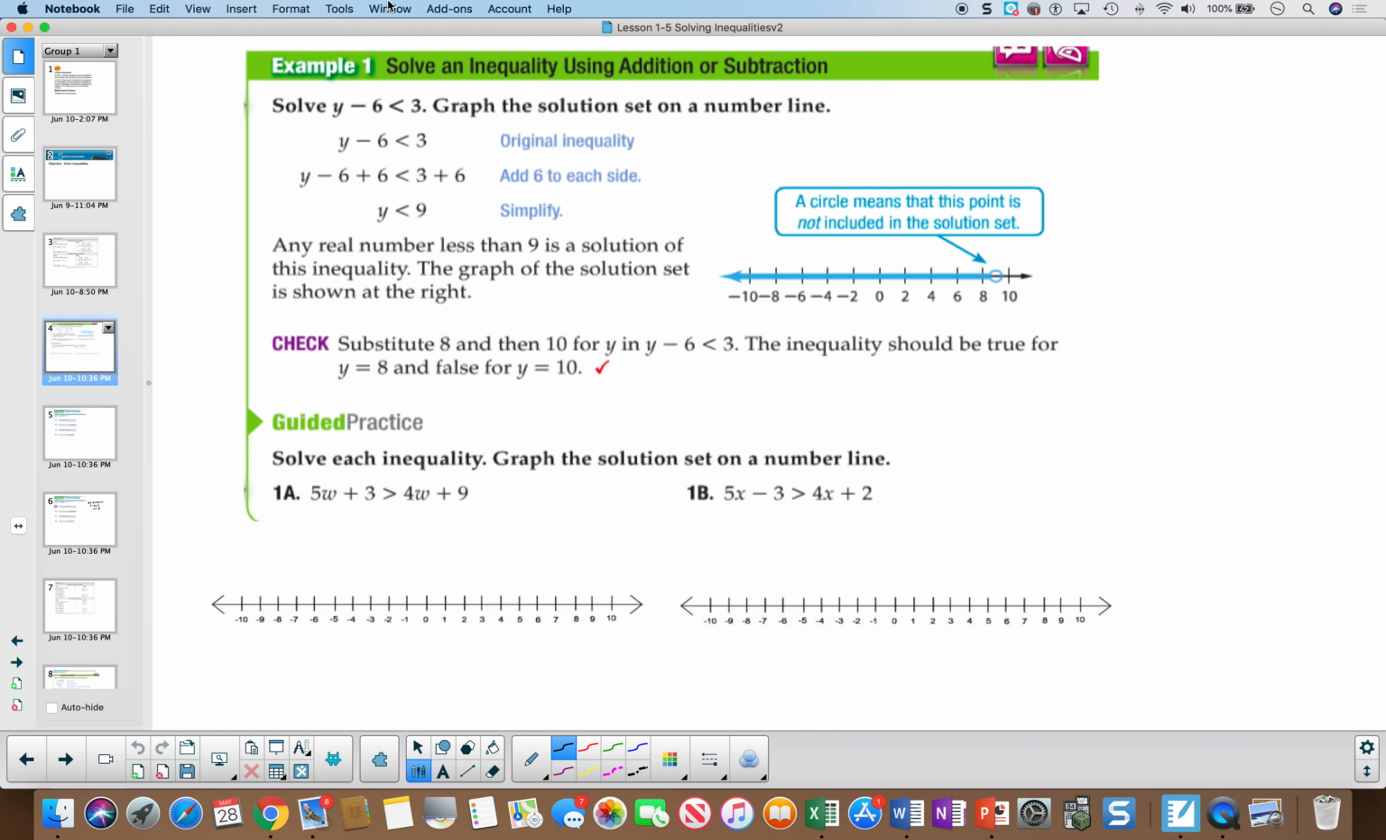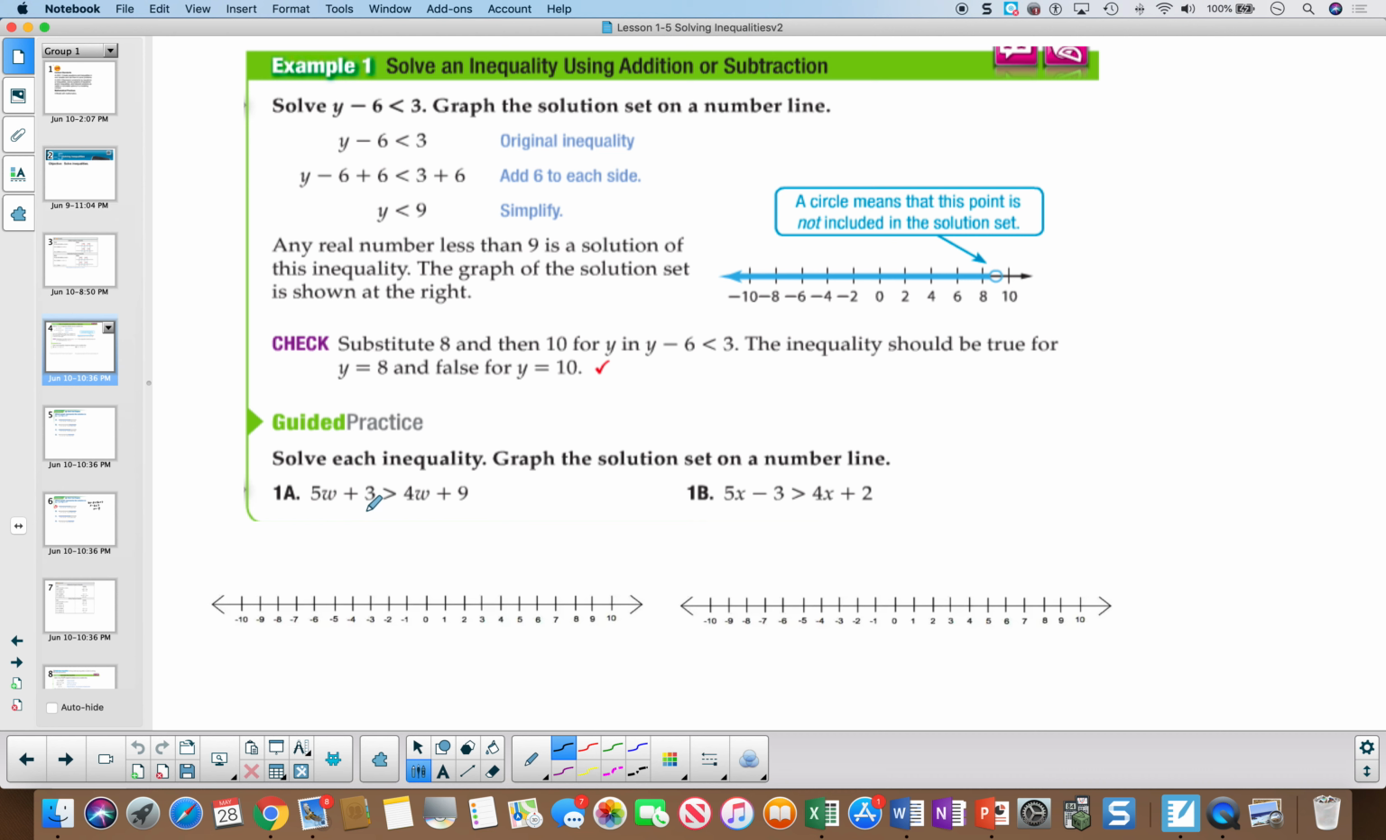Let's go ahead and do a problem. Now, I'm going to solve for y. It's very similar to solving an equation. You're going to add 6 to both sides. And you can go ahead and do that, and it continues to be a less than problem. And then to graph this, we're going to put a circle around 9 and all values that are less than that.